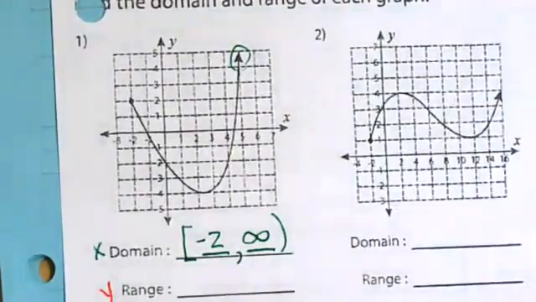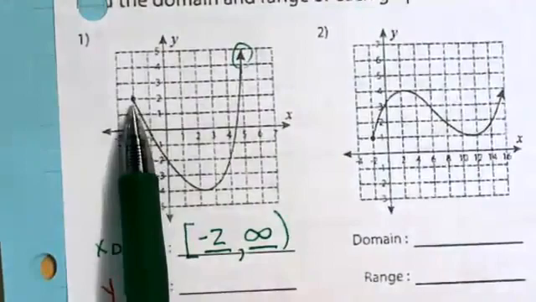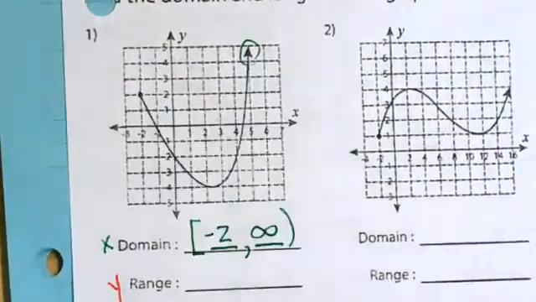So this graph starts on the left at -2. That's the furthest to the left it goes. The furthest to the right it goes is positive infinity. Now, there is such a thing as negative infinity also. That's going to pop up in a second.